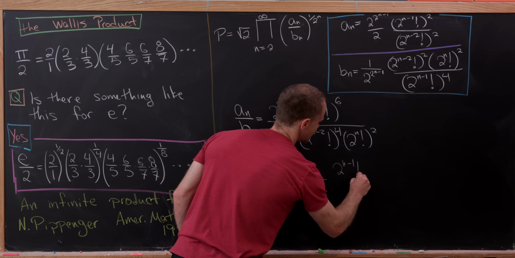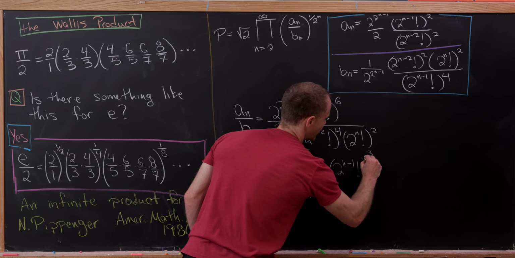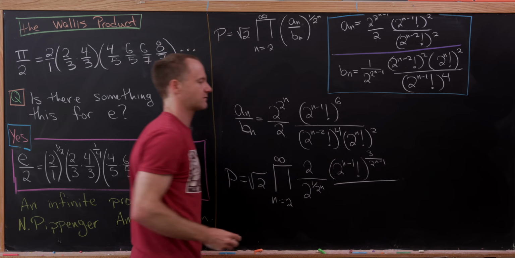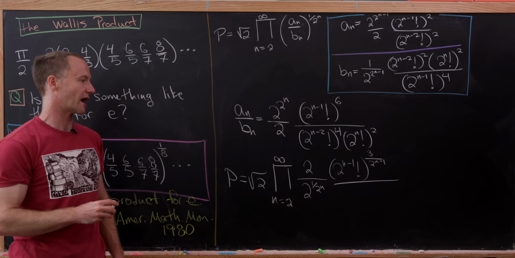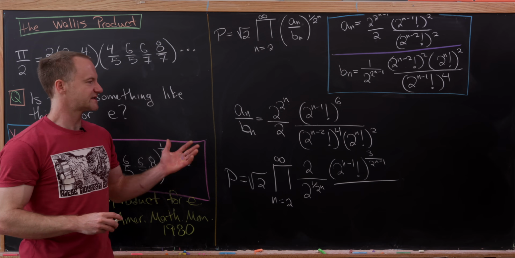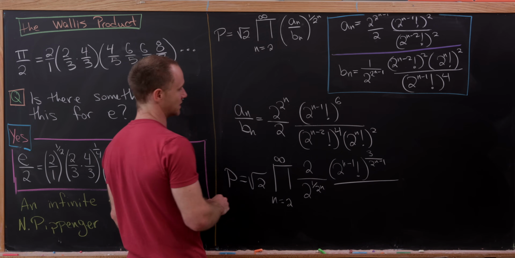Well, we'll have 2 to the n minus 1, and then 3 over 2 to the n minus 1, after canceling out the stuff that we are able to cancel out. Okay, and then where do we go from there? Well, we're going to simplify the denominator similarly.